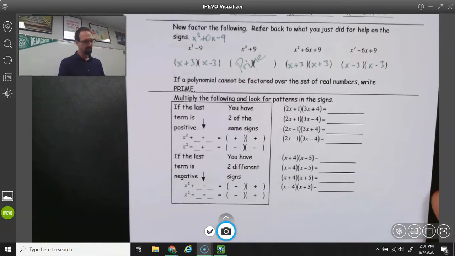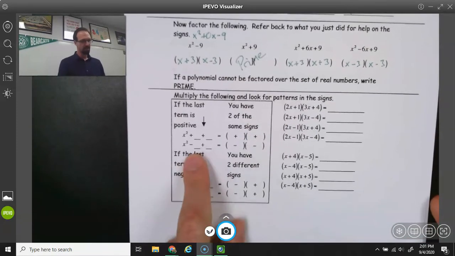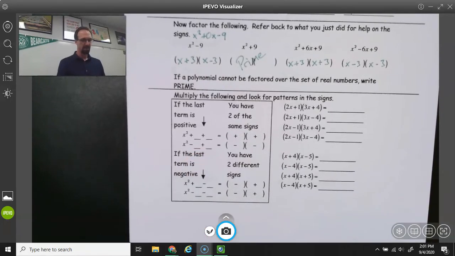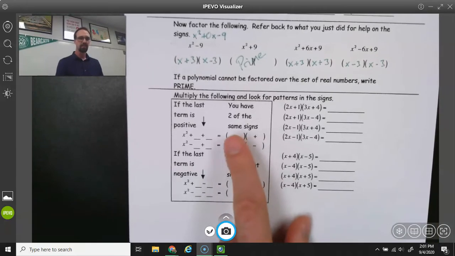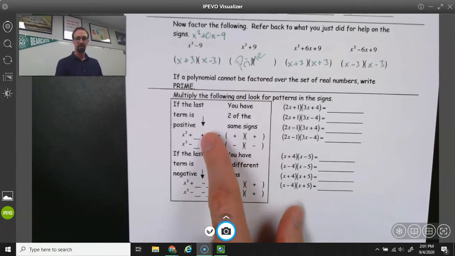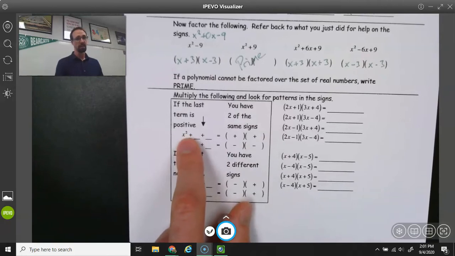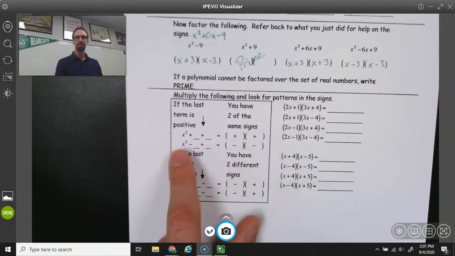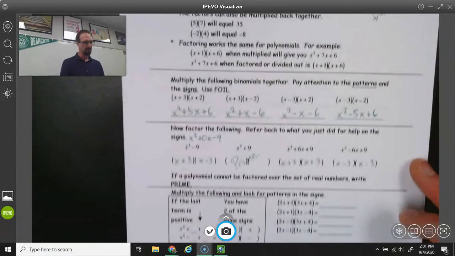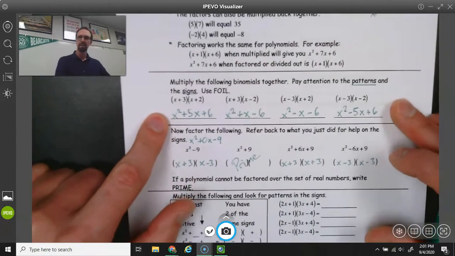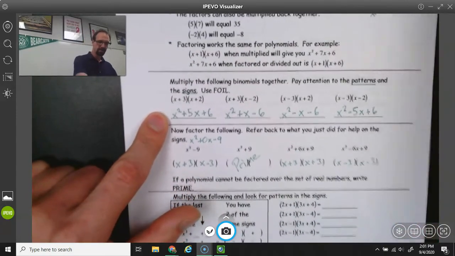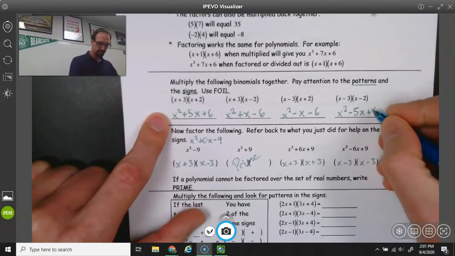If the last term is positive, what's going to happen with our numbers? If the last term is positive, it says you have two of the same signs. So if our last term is positive, whatever this is here, then what you end up with is either positive positive, if this sign here is positive, or negative negative if this sign here is negative. And if I go back up here to when we did this example, you can kind of see here we've got this being positive.